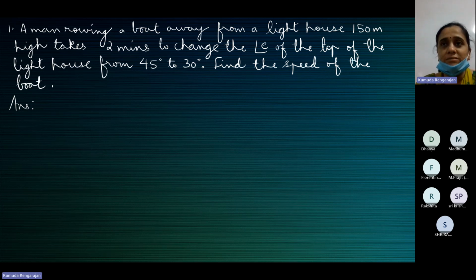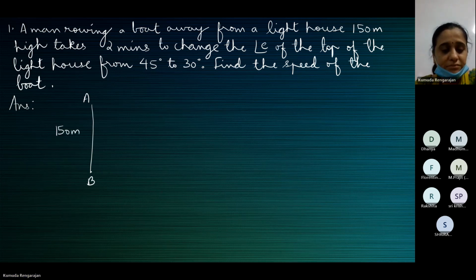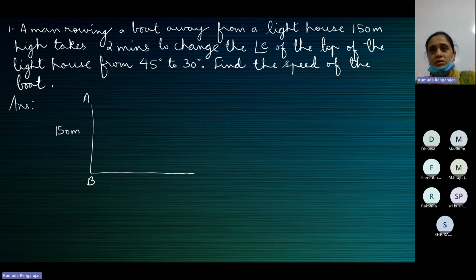Okay, let's see the diagram. The lighthouse is 150 meters high. Let's say AB represents the lighthouse, 150 meters tall. This is the surface of the water. The ground level and the surface of the water are regarded as the same level.